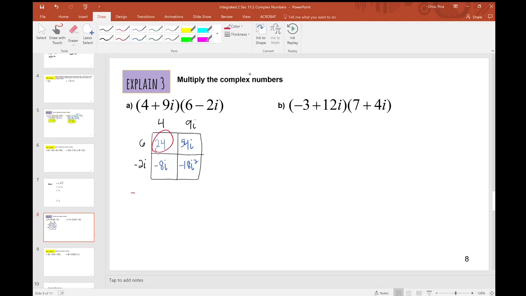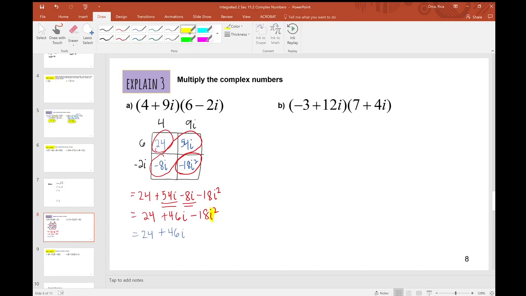We have 24 plus 54i minus 8i minus 18i squared. So that's 24. 54i minus 8i is 46i minus 18i squared. So that's 24 plus 46i. Don't make the mistake of combining 46i with negative 18i squared because they're not like terms.